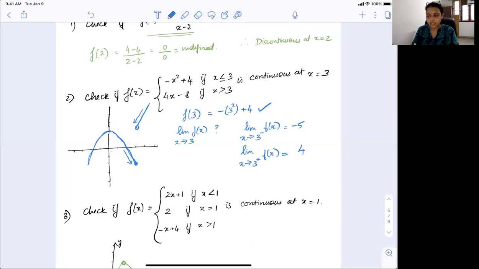And you see how the limit doesn't exist here, where the left and right hand limits are referring to two different numbers. So the limit doesn't exist here. So I'm sorry, it is discontinuous at 3.